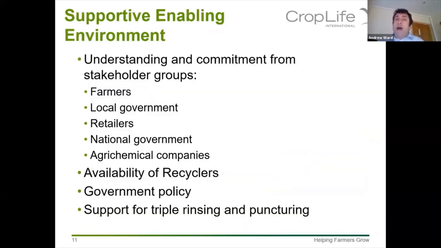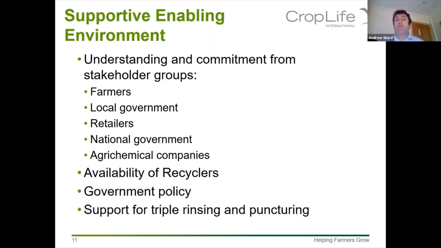So, what do we need to have in place to establish effective container management? There are a number of stakeholder groups here that we need to have understanding and commitment from. We can't just do this as an industry. We need to be working with farmers, as has been said before, particularly in terms of triple rinsing. And I'd add to the triple rinsing, puncturing containers, so that even if they're triple rinsed, they can't be reused as water bottles or containers themselves. And again, they're no longer of any use as they are for counterfeiters.